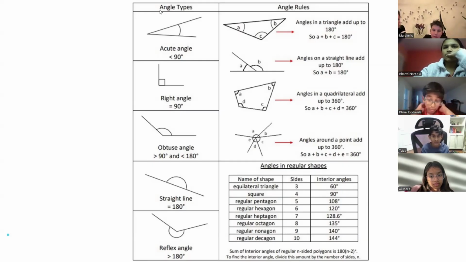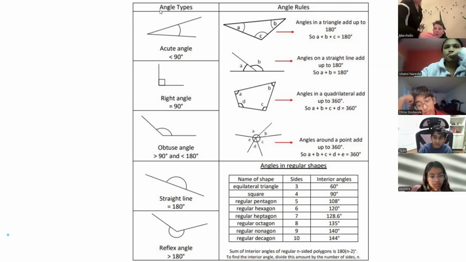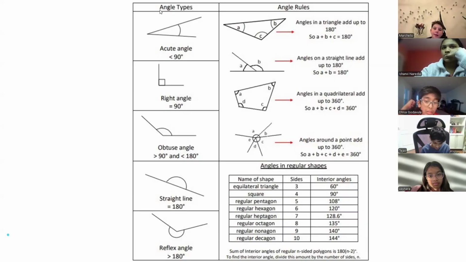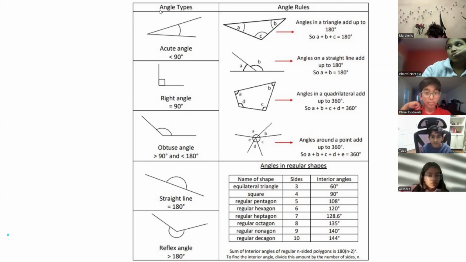Go ahead. Sum of interior angles of regular n-sided polygons is 180 times (n minus 2). Stop right there, Arush. In a triangle, how many sides are there? 3. So n is 3. n-sided means the number of sides, so a triangle has 3 sides. What is 3 minus 2? 1. What is 1 times 180 degrees? 180 degrees. So the sum of the 3 angles of a triangle equals? 180 degrees. Excellent. Now read the next line.